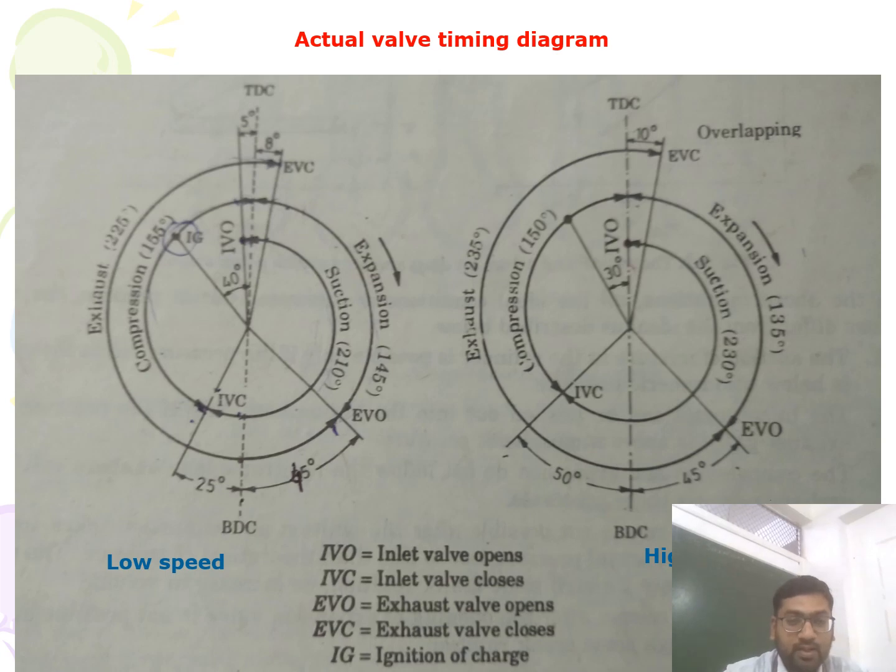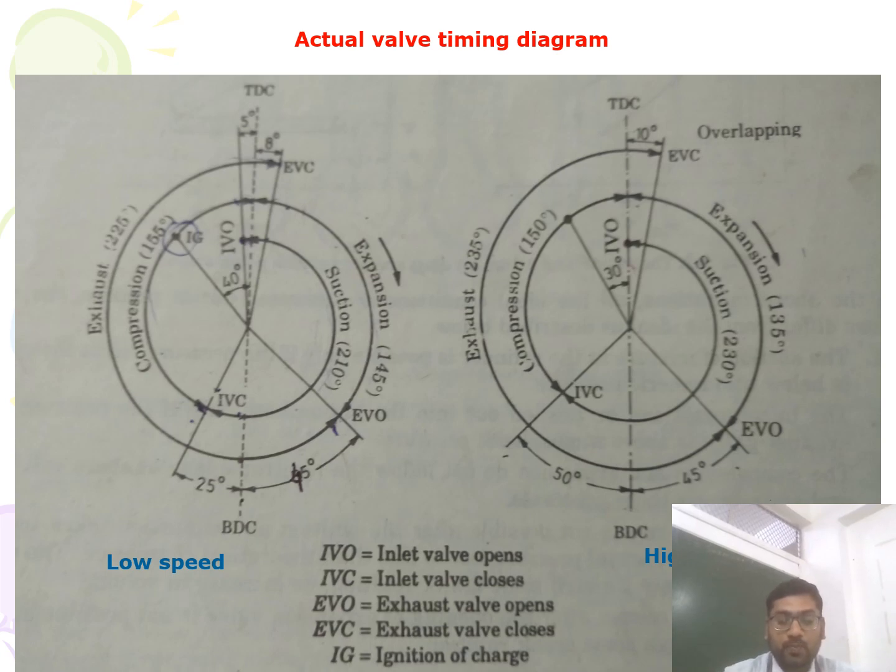If we talk about the inlet valve, just concentrate on the inlet valve. Due to the effect of inertia and the time required to attain full opening, the inlet valve opens somewhat earlier than the top dead center, meaning TDC, so that by the time the piston reaches the TDC, the inlet valve is fully open. This is necessary to ensure that fresh charge starts to flow into the cylinder as soon as the piston starts to move down.